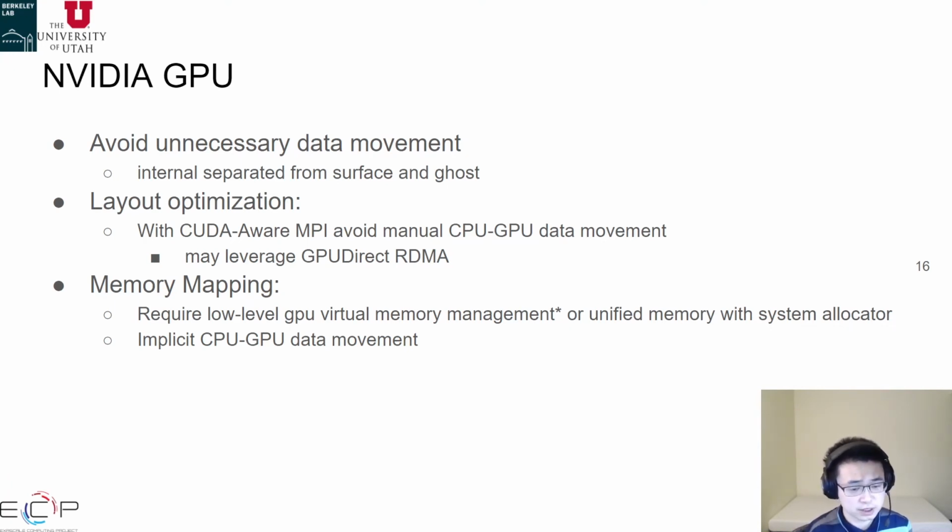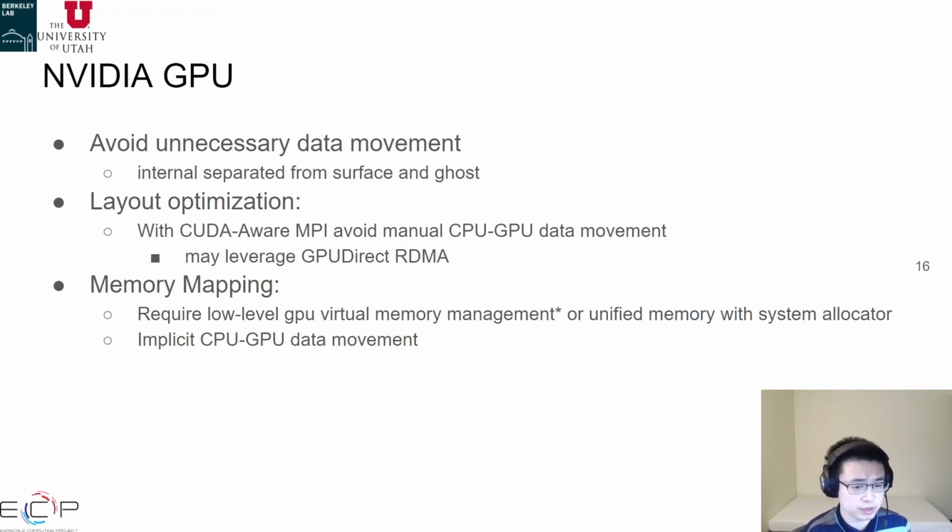With layout optimization on the GPU, one can use CUDA-aware MPI to avoid manual CPU-GPU data movement, and depending on the implementation of the MPI, it may also use RDMA with GPU Direct. And currently, there are two ways to employ memory mapping on the GPU.